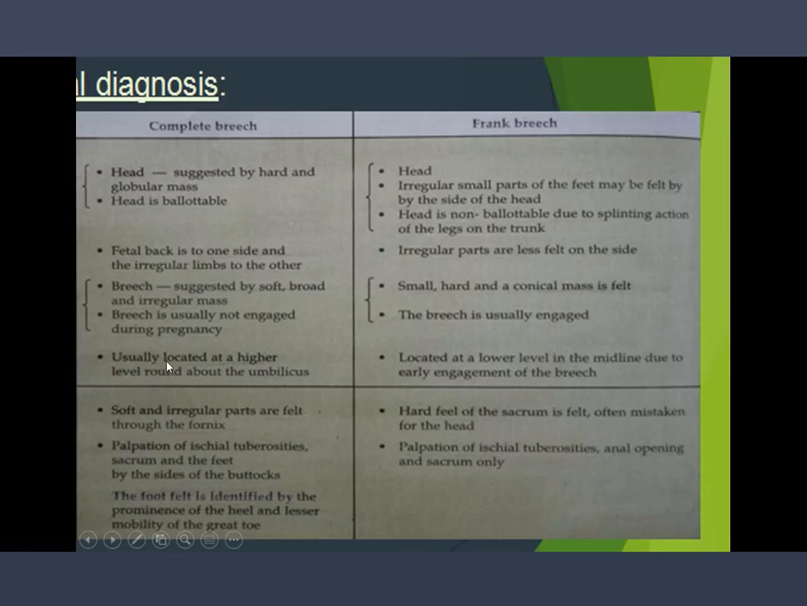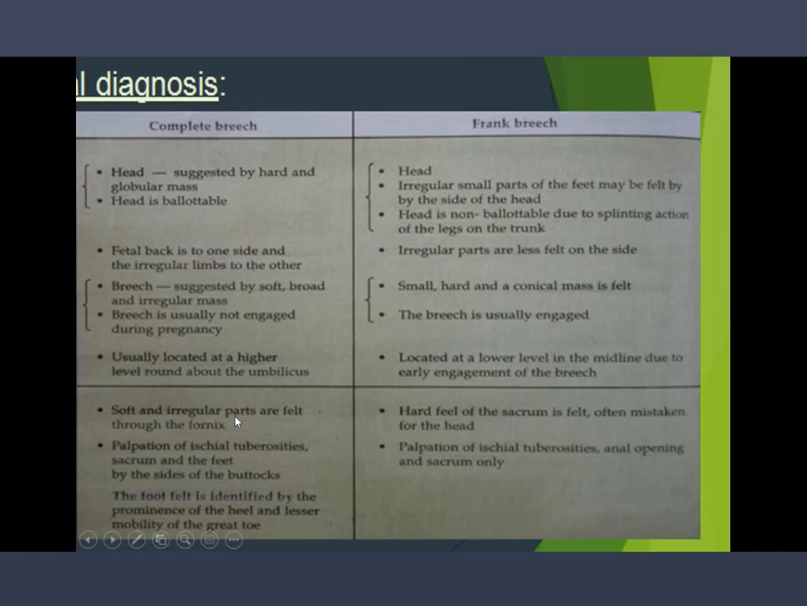And fetal heart sounds. Fetal heart sounds are located at a higher level in complete breech because of the non-engagement of the breech. Whereas in frank breech, they are located at a lower level in the midline because of the early engagement of the frank breech.